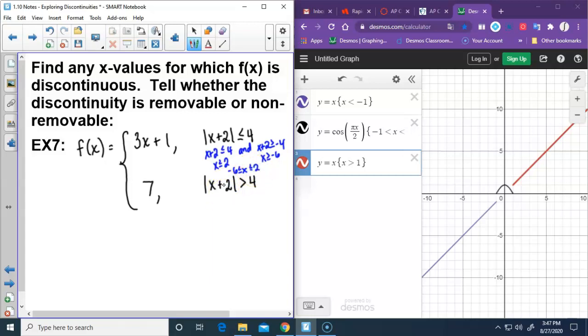So that would be the section that we would use for 3x plus 1. Right here, we would have x plus 2 is greater than 4, or x plus 2 is less than negative 4. So here that's x is greater than 2, or x is less than negative 6. And x being less than negative 6, that's from here over, and x is greater than 2 from here over. And so those do not overlap.